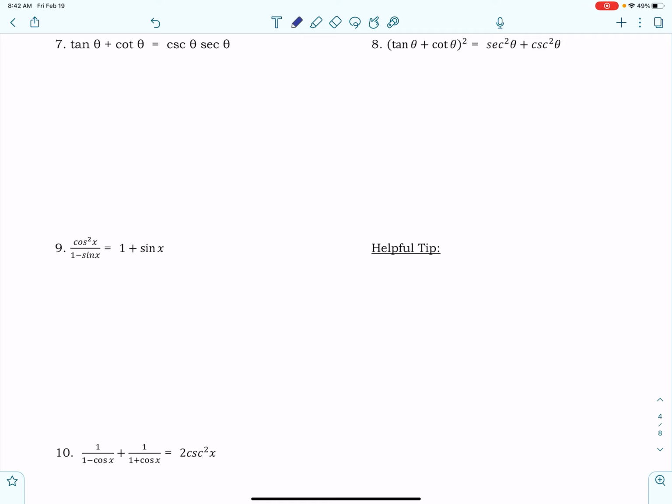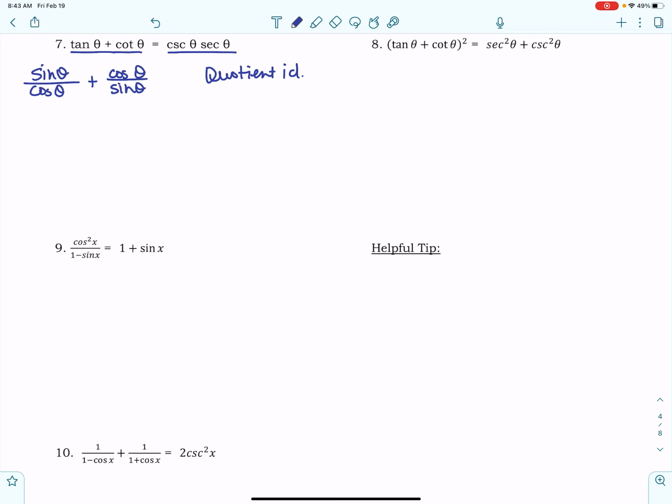All right, so on number 7, we have tangent theta plus cotangent theta, and we need it to equal cosecant theta times secant theta. So the easiest thing to do here, since I need cosecant and secant, those are reciprocals of sine and cosine, so I'm going to rewrite tangent and cotangent using my quotient identities. So tangent theta, if you'll recall from your identity sheet, I'm not going to revisit it right now because we've done that a lot. I can rewrite it this way. Cotangent I can rewrite as this, and this, of course, these are the quotient identities.